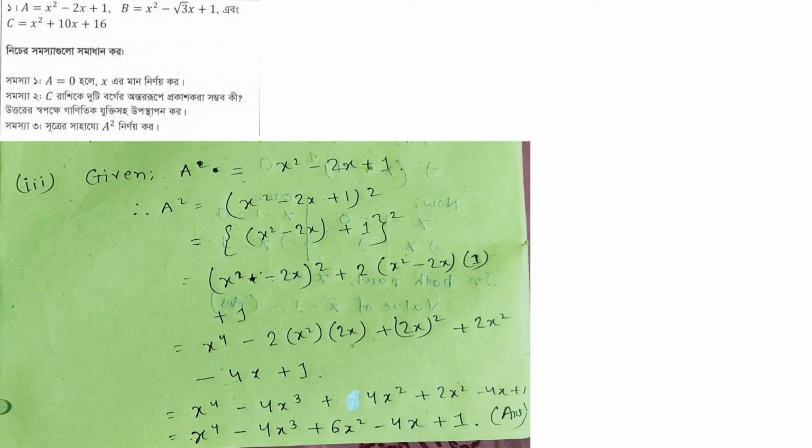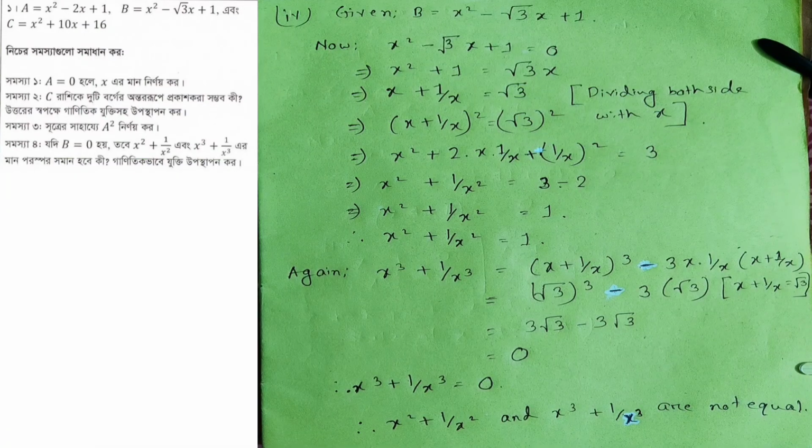Alright, so whatever we do, finally we get the answer, that is x to the power 4 minus 4x cube plus 6x square minus 4x plus 1, and that's it. So let's proceed to number 4 problem. That is, given that b is equal to 0, then we have to show that x square plus 1 by x square and x cube plus 1 by x cube, whether their values are equal or not. We have to show them mathematically. We have to prove them. So let's see the solution.